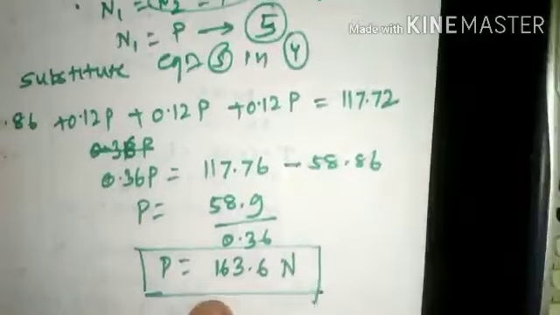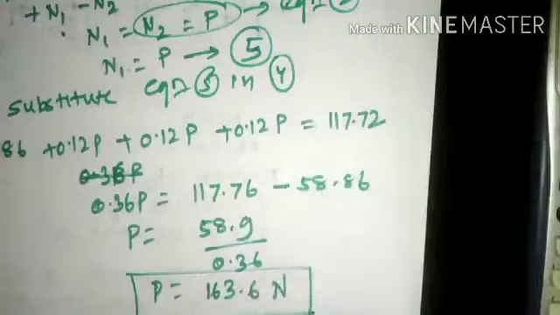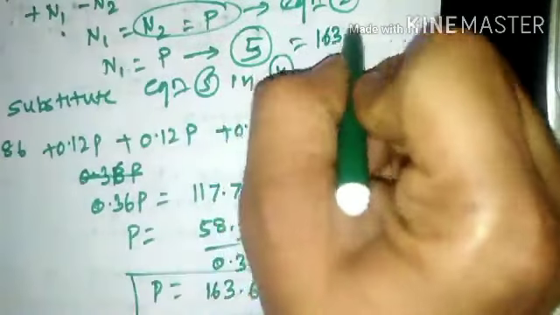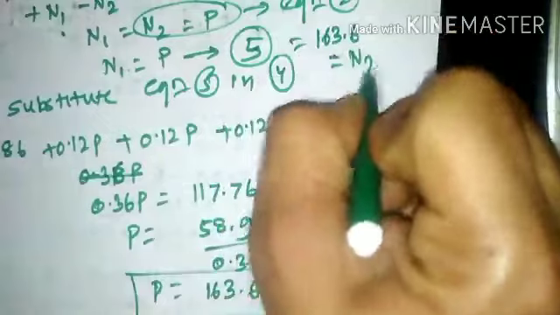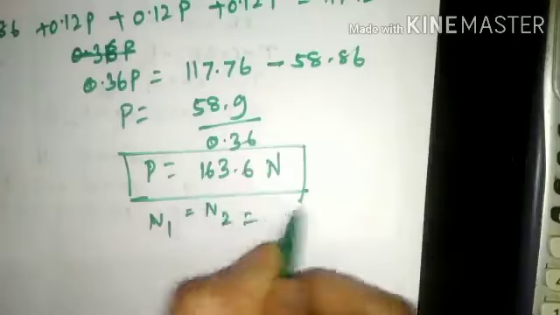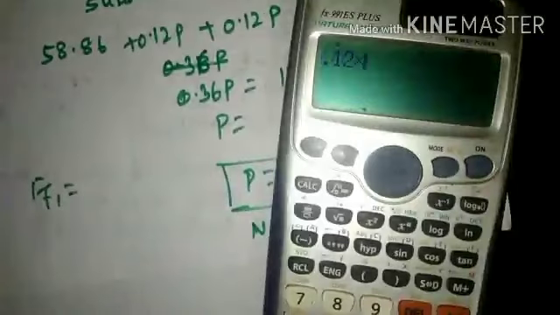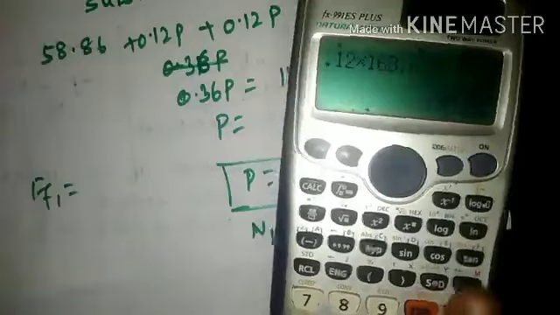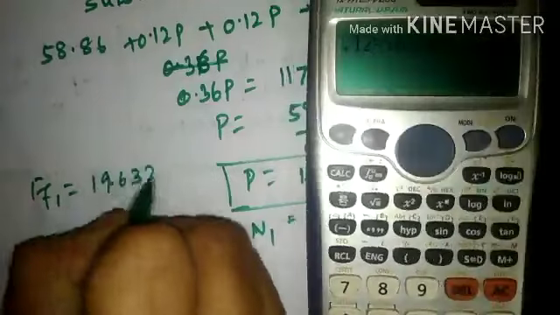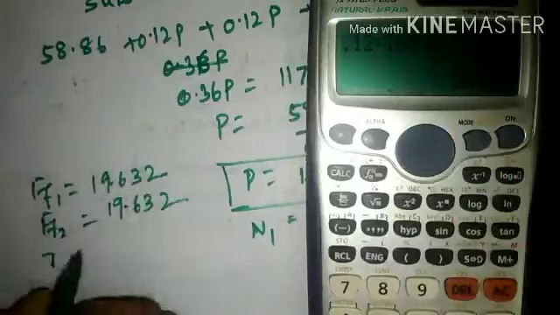If P value is 163.6, N1 value is also 163.6, which itself is equal to the N2 value. So N1 equals N2 equals 163.6. So the frictional force F of F1 will be 0.12 times 163.6, which comes as 19.632. And F of F2 will also be 19.632. Then what shall be the value of T now?